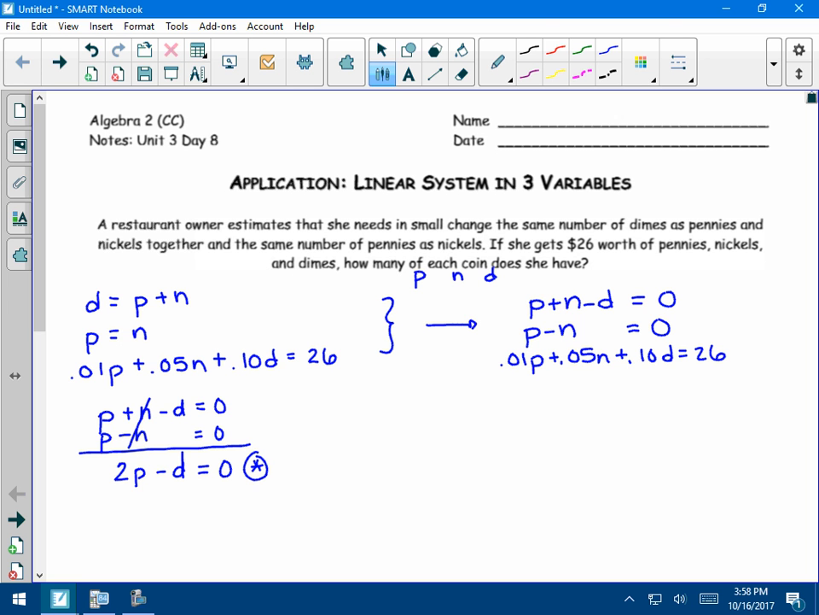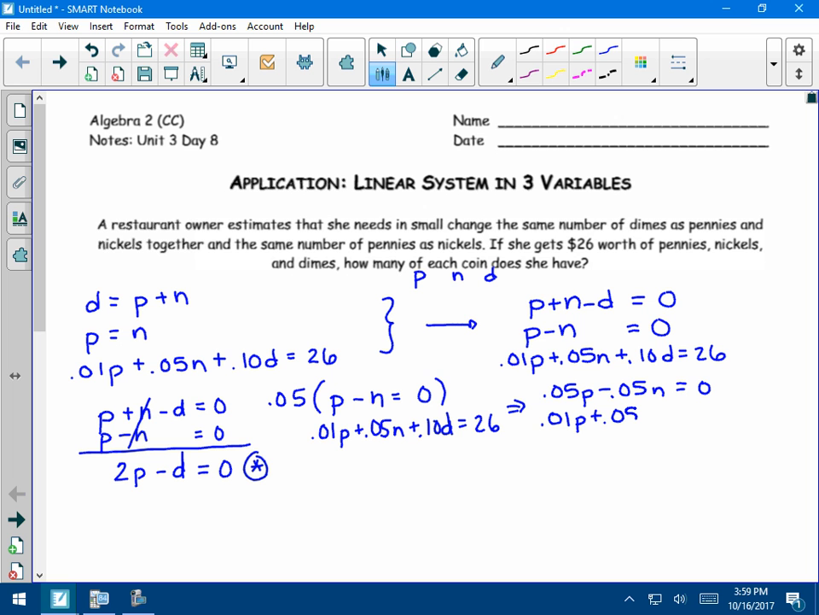Now I've got to eliminate N again. So I'd take the second two equations, P minus N equals 0, and 0.01P plus 0.05N plus 0.10D equals 26. In order to eliminate N, what would we have to do? We'd have to multiply this by 0.05. So I'd have 0.05P minus 0.05N equals 0, and then 0.01P plus 0.05N plus 0.10D equals 26.